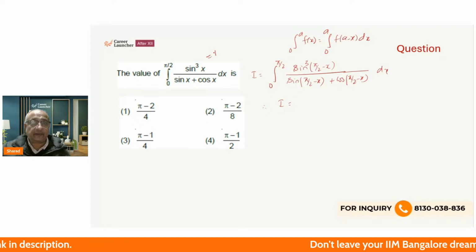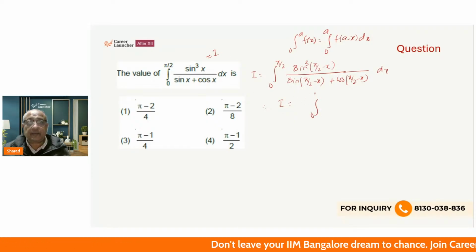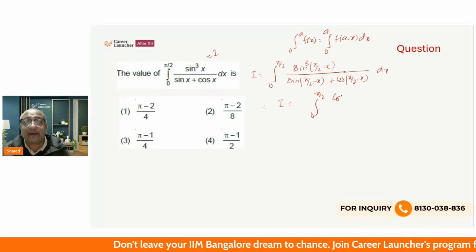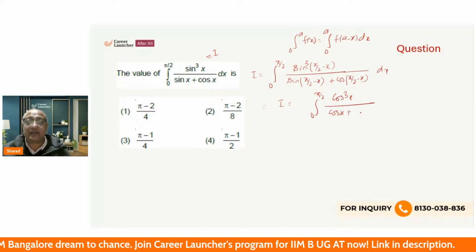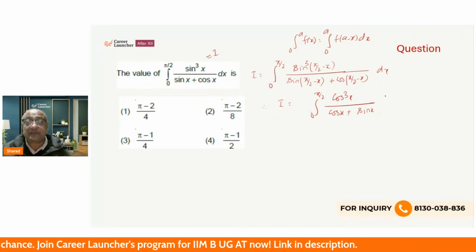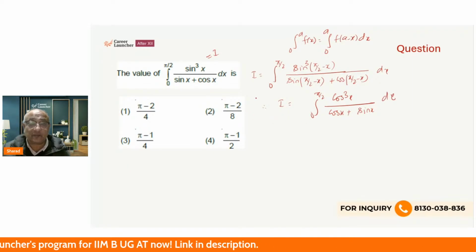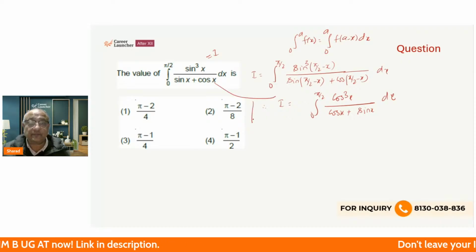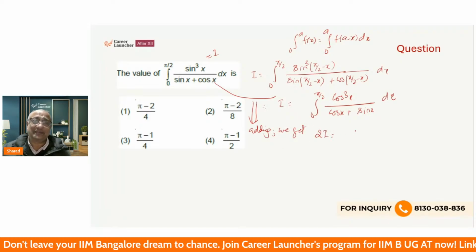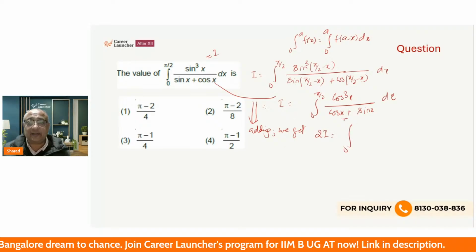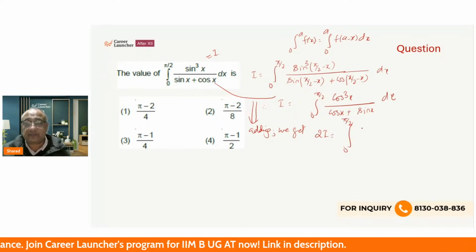Now, what will be this value I? This is also I, by the way. This will be integral 0 to pi by 2. What will this become? Cos cube x. And this? Cos x. And this? Sin x. So cos x plus sin x. What will I do? I'll add these two. Adding, we get 2I, so it's easy, I plus I. The right hand side will have sin cube x plus cos cube x added.